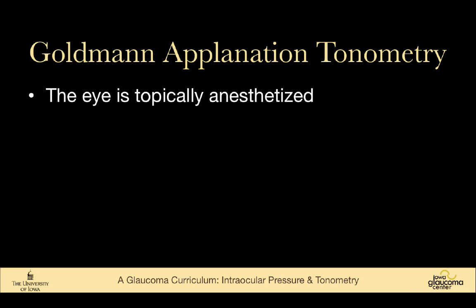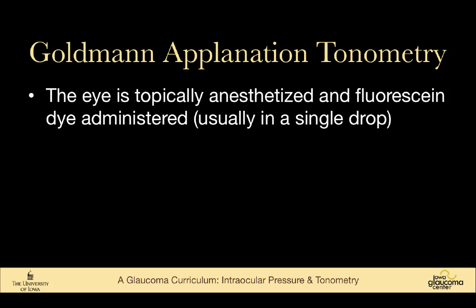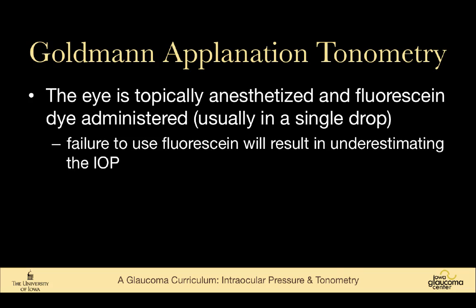So to perform this, the eye is topically anesthetized, and fluorescein dye is administered, usually in a single drop that has both anesthetic and the dye. Failure to use fluorescein will result in underestimating the intraocular pressure. One can still see Mires, the little half circles, but they will not be wide enough to get an accurate intraocular pressure.